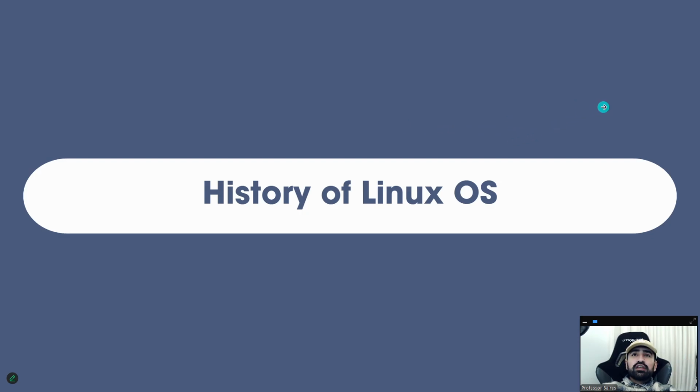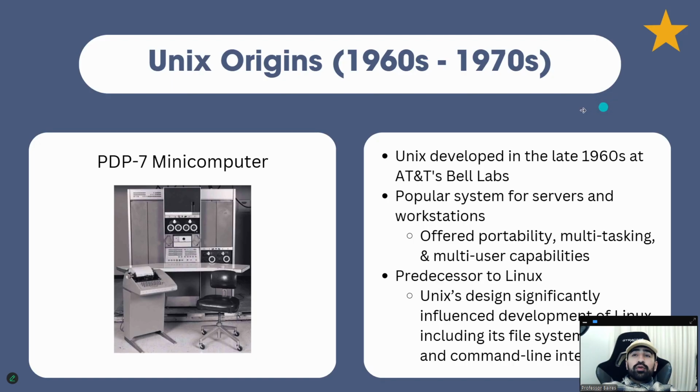All right, so history of the Linux operating system. Before we actually talk about Linux, I always like to go through the history, get familiar with how it came to be. And before Linux was actually something called Unix. So this is the predecessor to the Linux operating system. Unix was developed in the late 1960s at AT&T's Bell Labs. So it was a popular system for servers and workstations. This is a specialized type of computer, again something we covered in our 101 class. So it offered portability, multitasking, and multi-user capabilities.